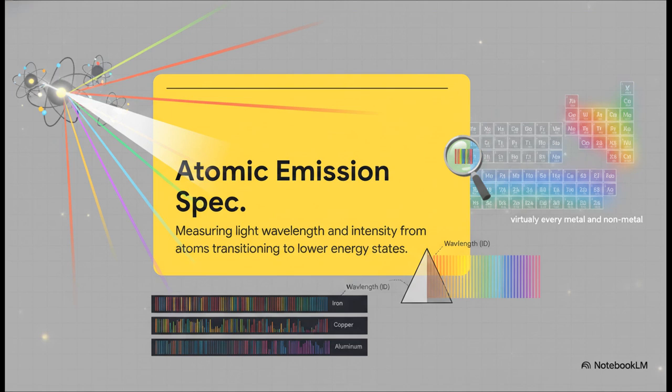Simply put, it's an analytical technique where we completely vaporize samples and basically force them to emit photons. By measuring the specific wavelength and the intensity of that emitted light, we can create a unique spectral barcode for virtually every single metal and nonmetal on the periodic table. The wavelength tells us exactly what element is in the sample, and the intensity, well, that tells us how much of it is actually in there.